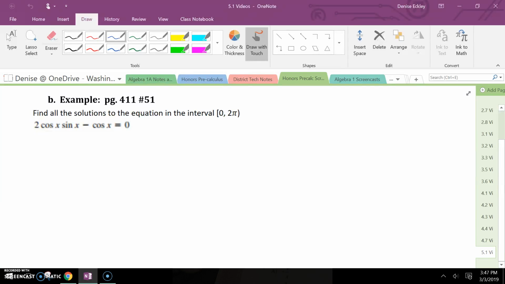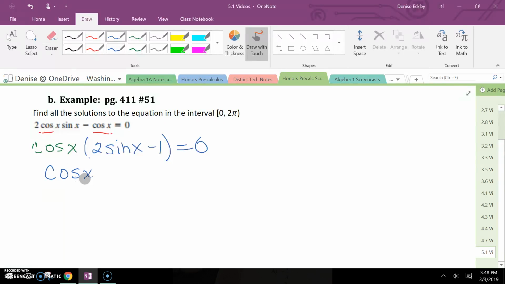And what you can see here is that we have a cosine x in the first term and a cosine x in the second term. So I'm going to factor out a cosine x. And then I will have left inside from my original expression 2 sine x minus 1 equals 0. So from that then, I do have two factors. I can set each factor equal to 0 and solve each one separately. So the one factor I have is cosine x equals 0. And my other factor is 2 sine x minus 1 equals 0.